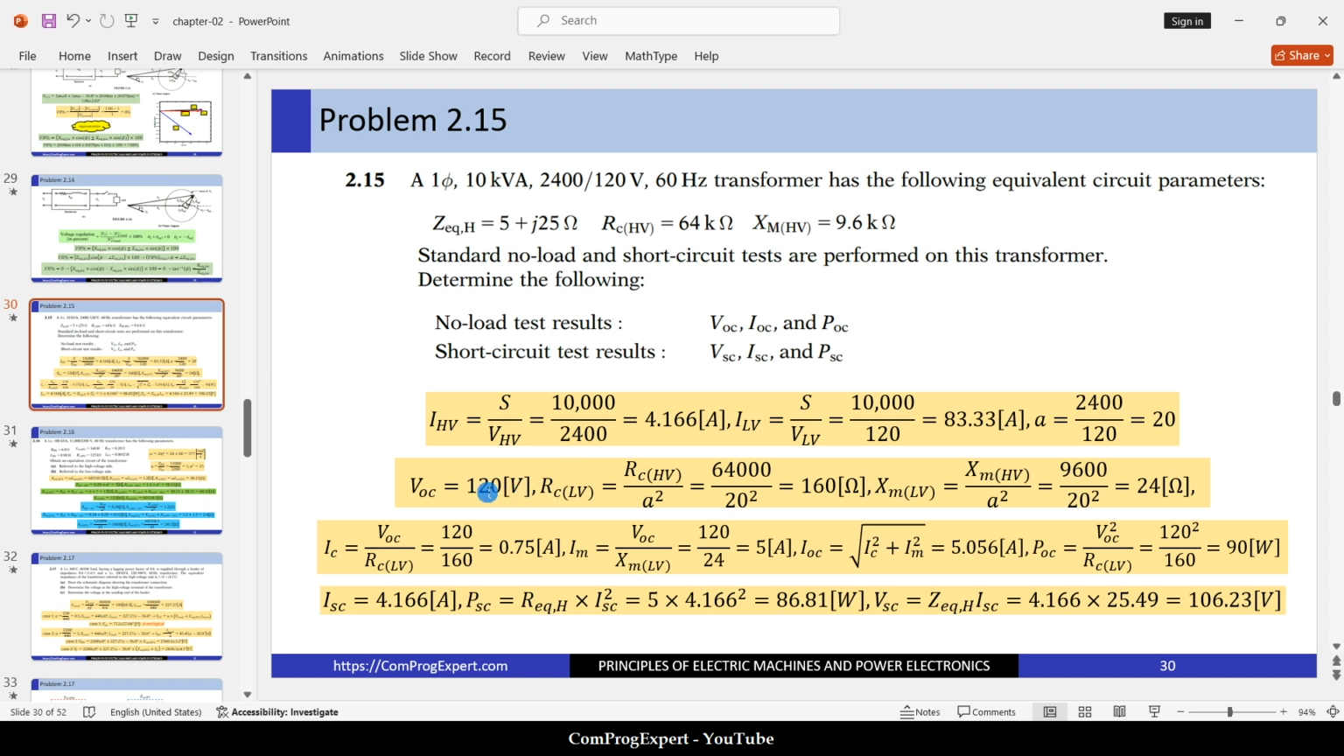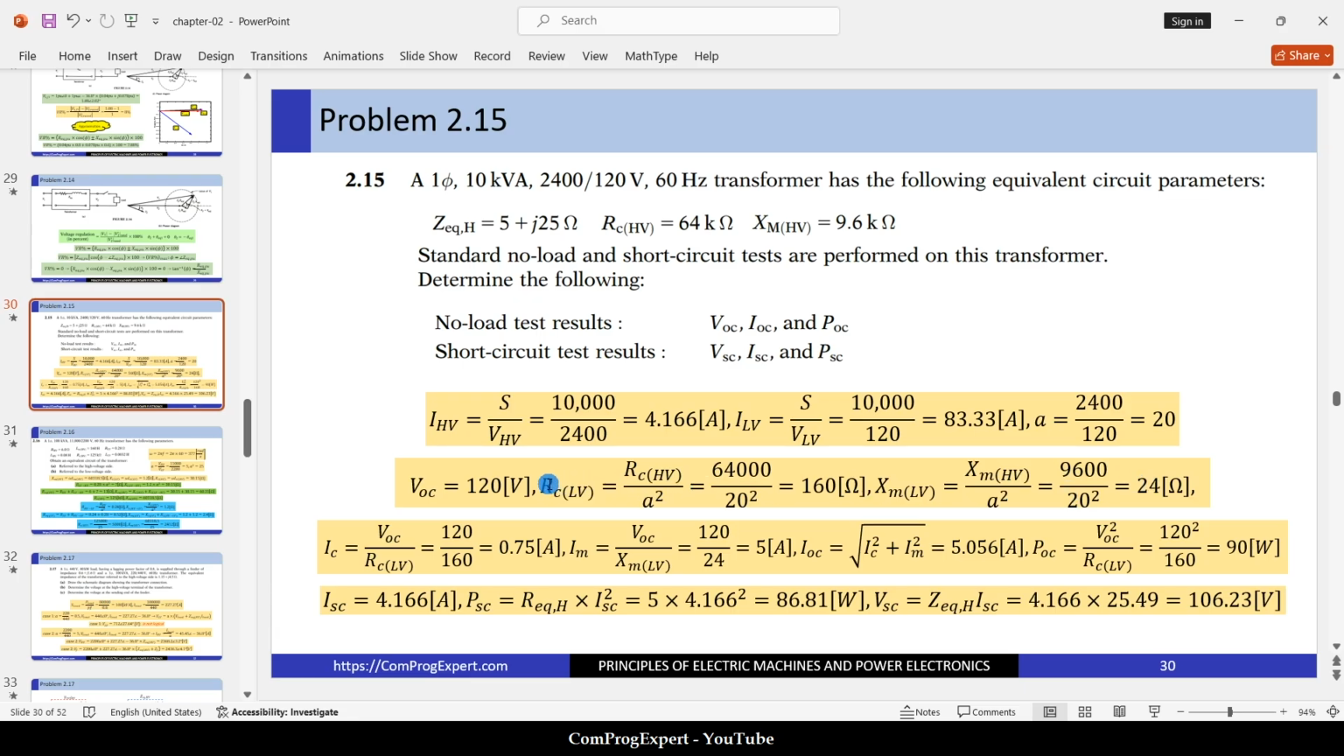And to calculate the value of the current in the open circuit test, we need to know the value of the equivalent core resistance current and the magnetizing current. So to calculate these parameters, we need to know the value of the equivalent core resistance and magnetizing reactance at the low voltage side. These two numbers are given for the high voltage side, 64 kilo ohm and 9.6 kilo ohm. So we can refer these quantities.